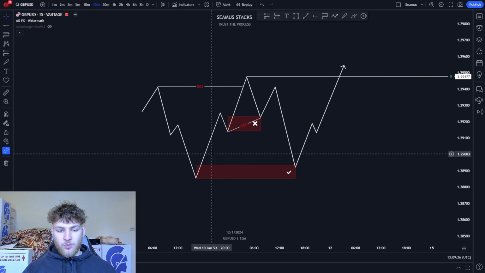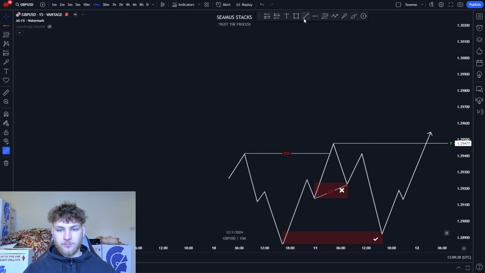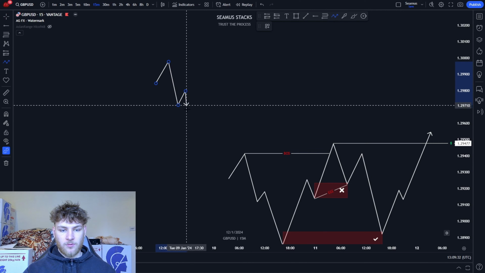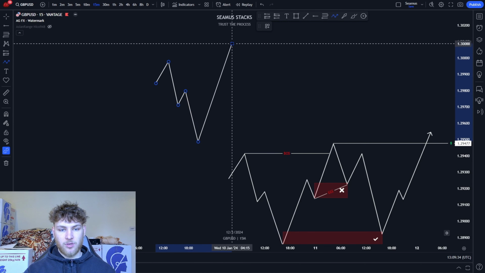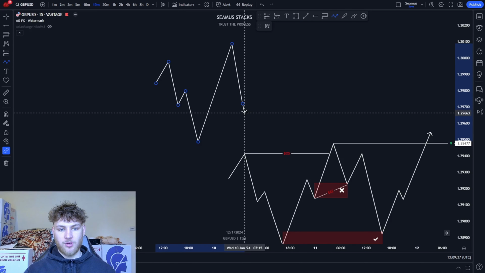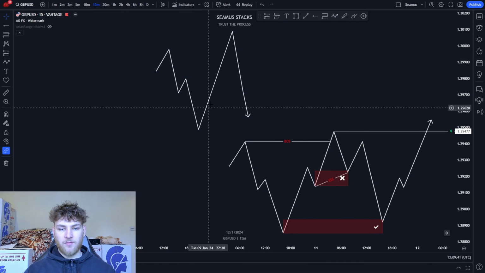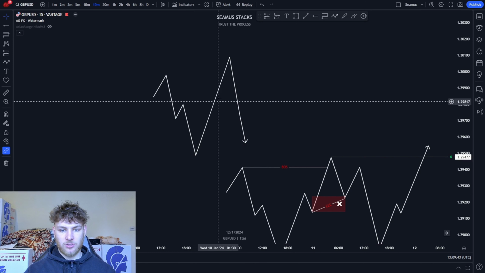The exception with this is sometimes you will see, we'll draw a similar one again here. So we had this, then we get this breaker structure to the upside, and price comes straight back down. Now we didn't have any liquidity built up here. This is clean traffic, okay?